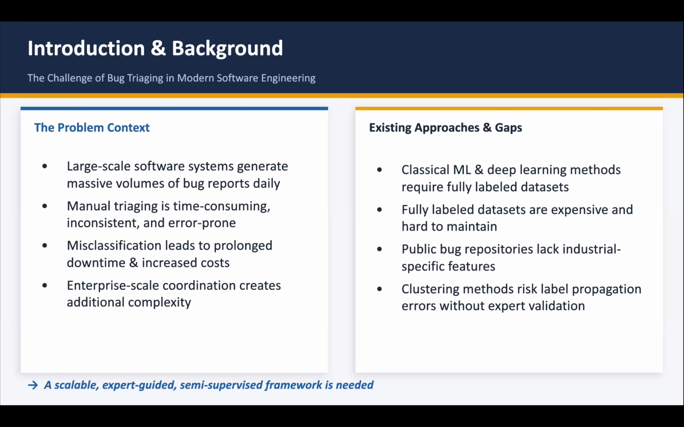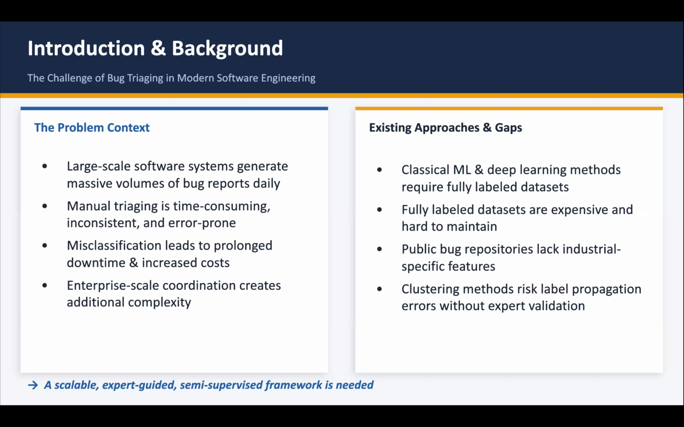Doing this manually is very expensive, it is slow, and it is inconsistent. And as teams scale, the coordination overhead becomes enormous. One misclassified bug, treating something critical as minor, can mean hours of downtime or significant operational cost.